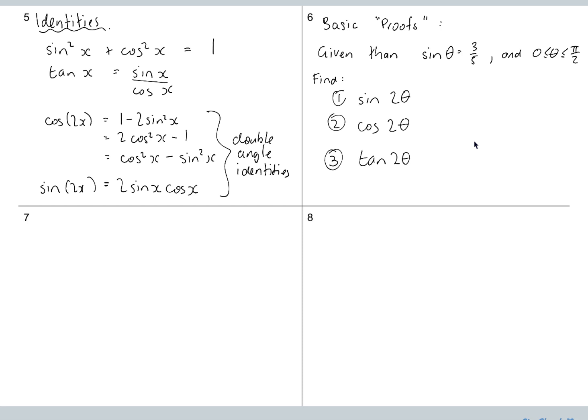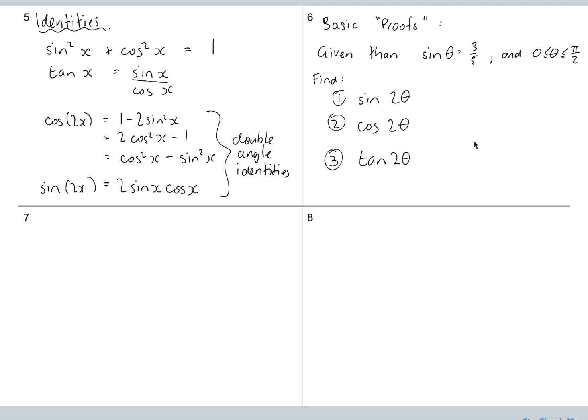So number 6 here is just a really basic question, and I'll give you a couple of moments to have a crack at it. In this instance, you're told that sine theta equals 3/5, and that theta is an acute angle. It's between 0 and pi on 2, 90 degrees. Your task is to work out what sine of 2 theta, cos of 2 theta, and tan of 2 theta is. You've actually got everything you could possibly need in order to solve that. Let's see how you go.